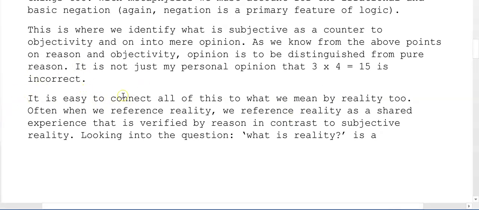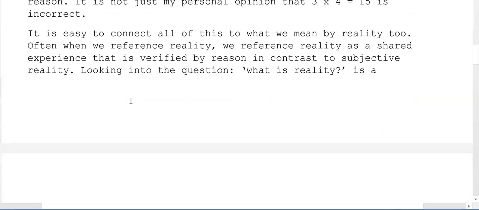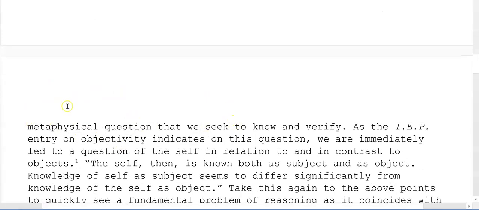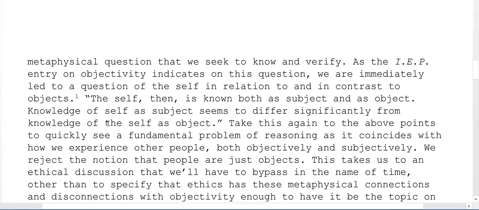So then it is easy to connect all of this to what we mean by reality too. Often we reference reality as a shared experience that is verified by reason in contrast to subjective reality. Looking into the question, what is reality, is a metaphysical question that we seek to know and verify. And as the Internet Encyclopedia of Philosophy entry on objectivity indicates on this question, we are immediately led to the question of the self in relation to and in contrast to objects.